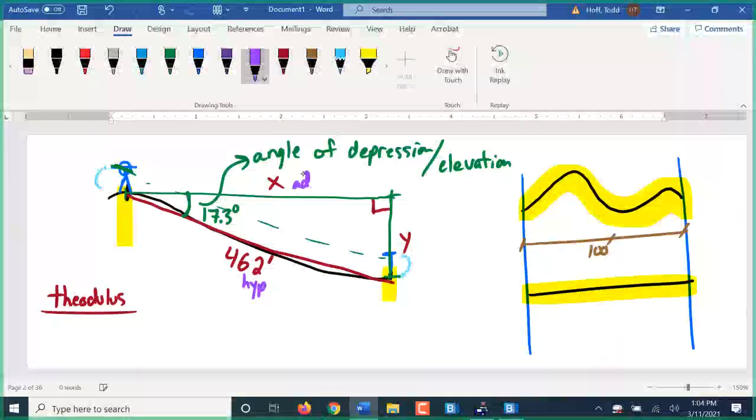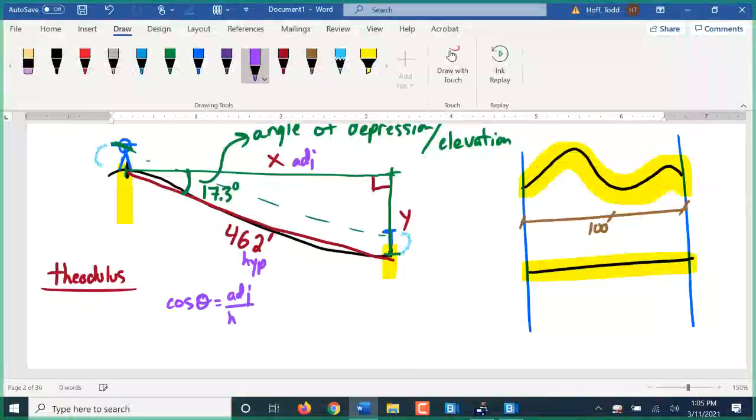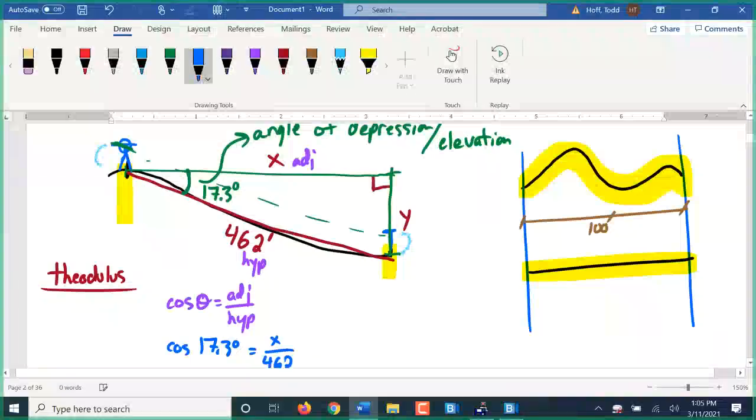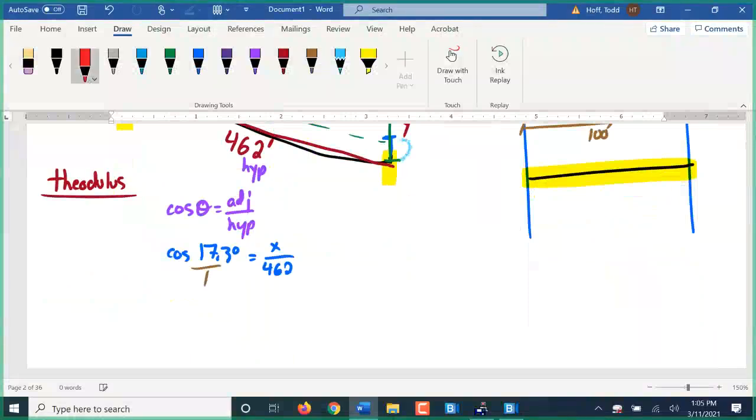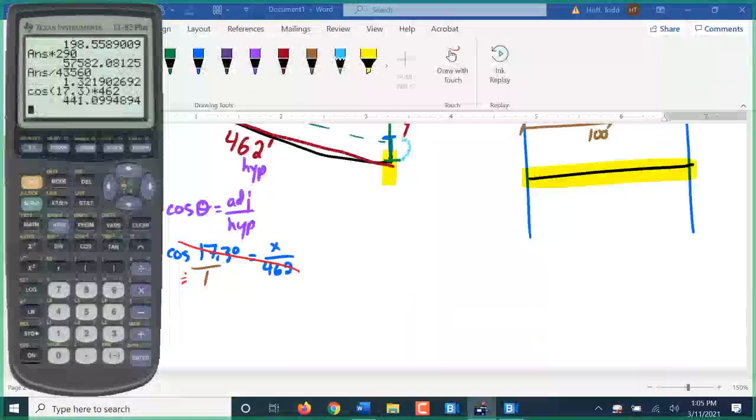I can now find those missing pieces because the 462 here is the hypotenuse. The x would be the adjacent side. So let's do that. Cosine of an angle is the adjacent over the hypotenuse. So this is cosine of 17.3 degrees equals x over 462 feet. That over 1, and we will cross multiply and divide. Cosine 17.3 times 462 gives us 441.10.